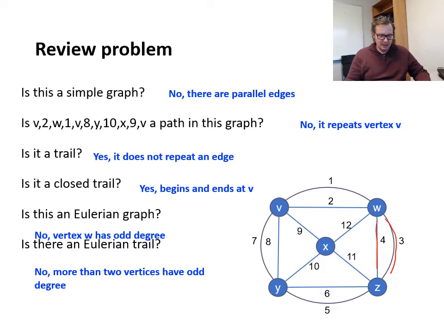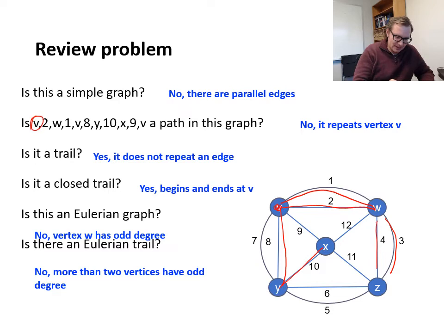Then V2, W1. So let's try to draw this. V2, W1, V, and then 8, and then Y, and then 10, X, and then 9, V. So the question is: is this a path in this graph? And the answer is no, because it repeats this vertex V. Is it a trail? It is, because it does not repeat any edges. Is it a closed trail? Yes, because even from this list you can see that it begins and ends with V.